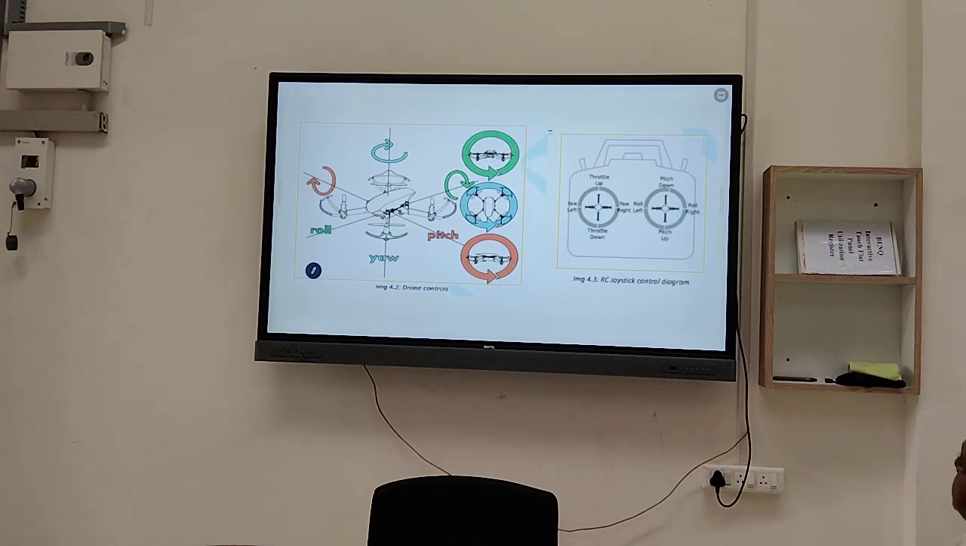Joystick movement. Pitching: backward and forward. Rolling: going left or right. It is left joystick for going and right joystick for rolling.